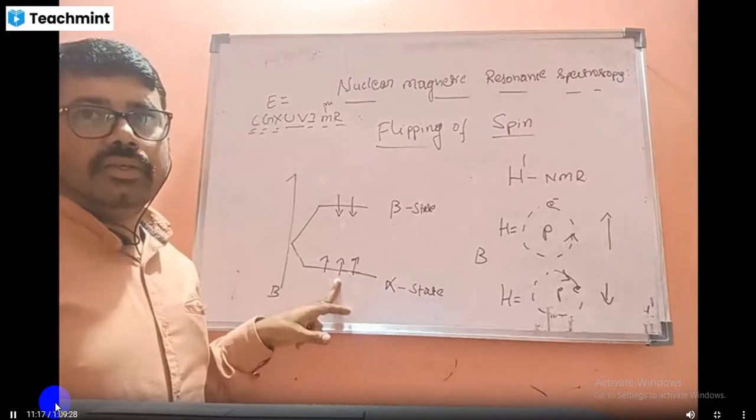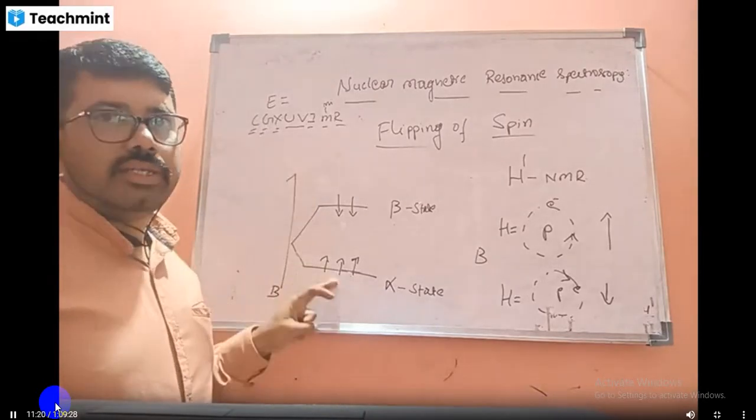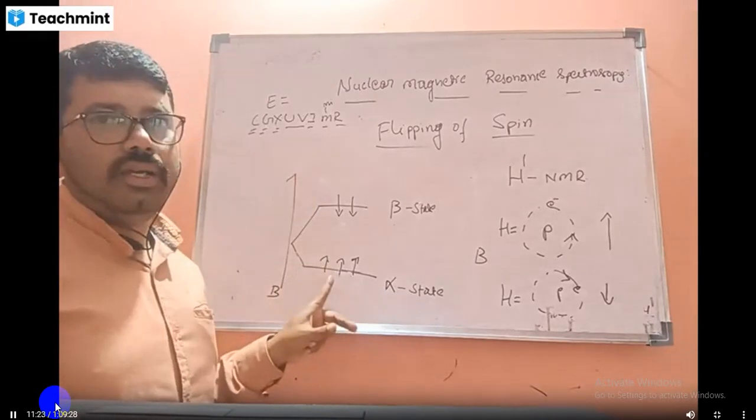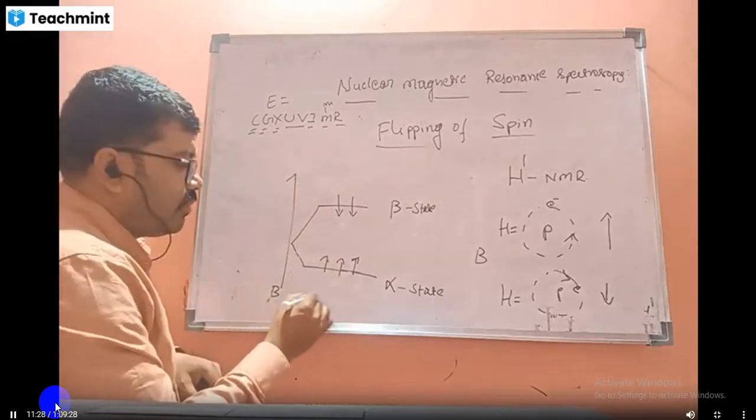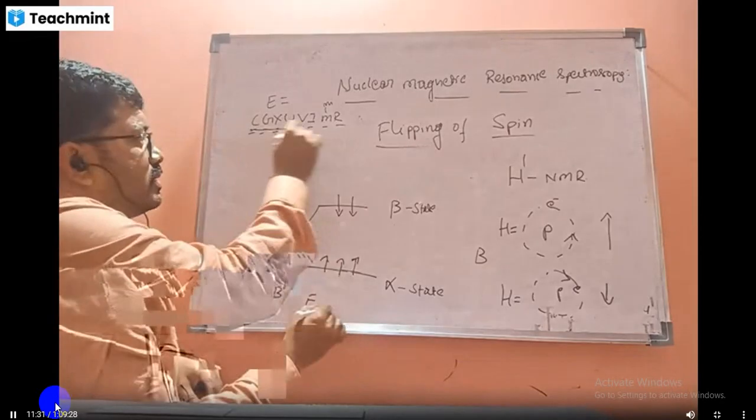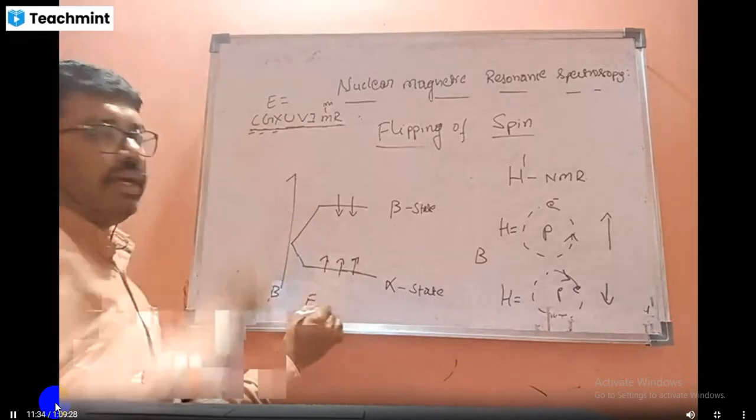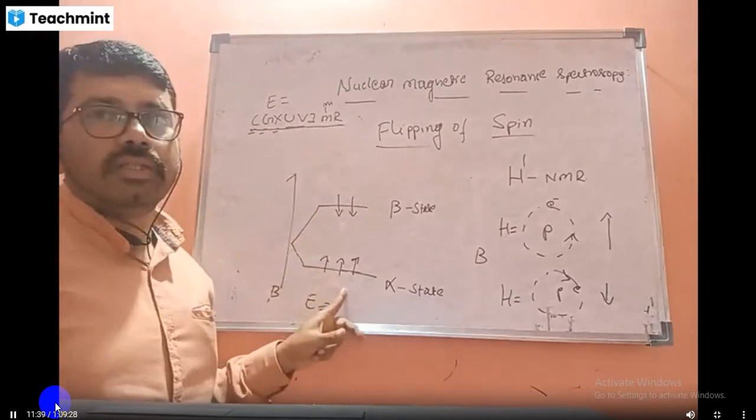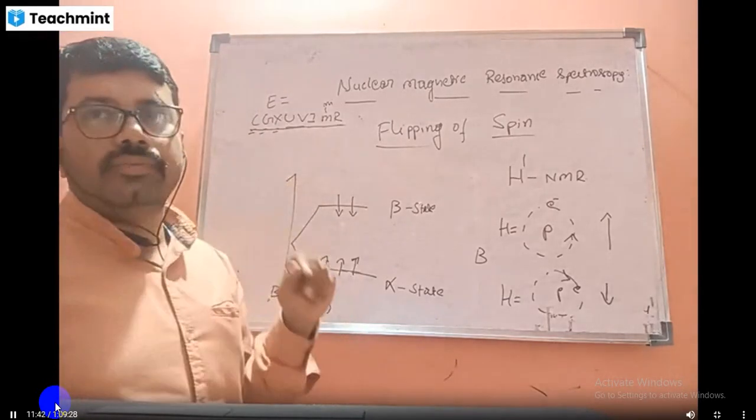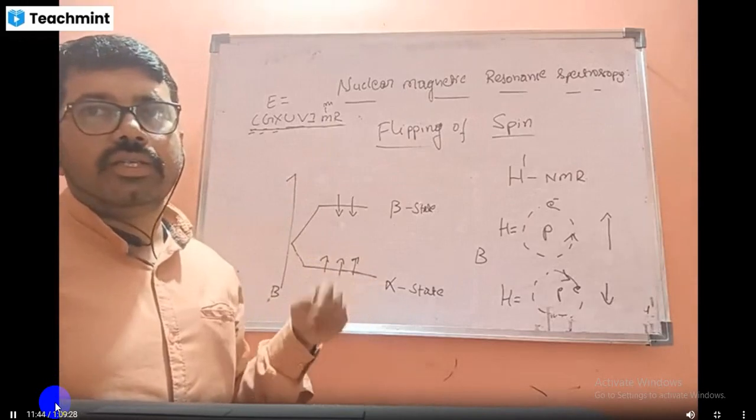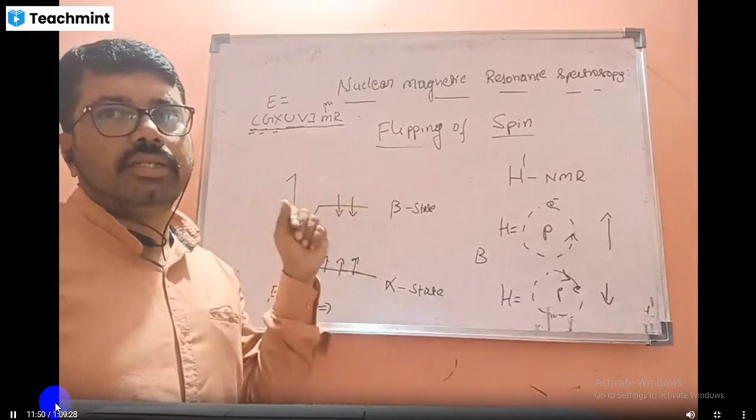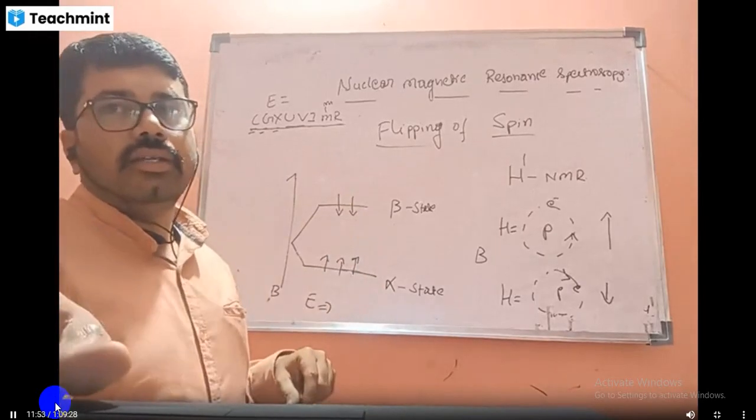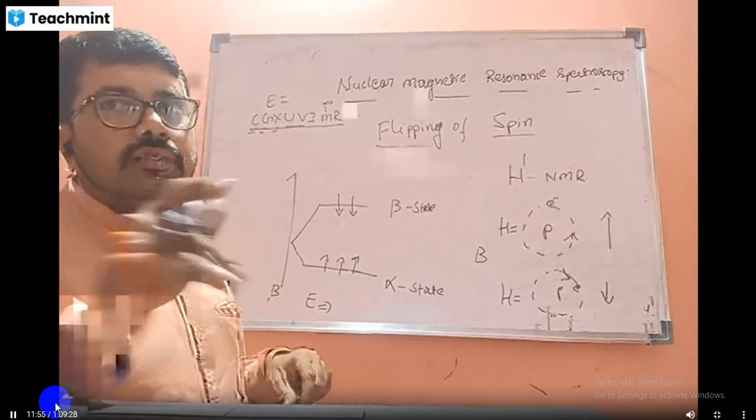So when electromagnetic radiation of the appropriate energy is applied to nuclei that have already been oriented by the magnetic field, electromagnetic radiation is passed. Electromagnetic radiation contains all these radiations. Among these, one radiation is absorbed by the alpha state, which gets excited to beta. When the nucleus in the alpha state absorbs the radiation, it flips its spin and enters the beta state. This absorption is detected by the detector, resulting in a signal in NMR.